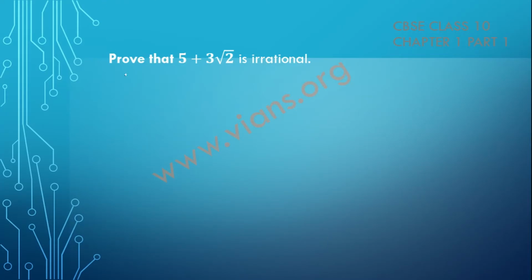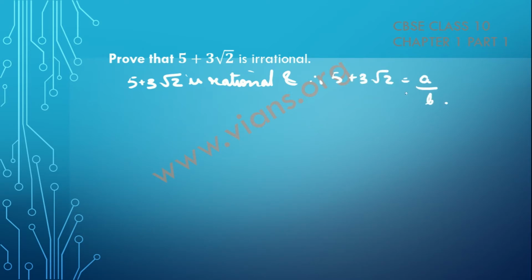Alright, so again we go through the same steps. We first assume, by contradiction, that 5 plus 3 root 2 is rational, and therefore 5 plus 3 root 2 is equal to a by b. This means that root 2 should be equal to a by b minus 5, because I'll take the 5 over here, and this 3 will come in the denominator. So 1 by 3 into a by b minus 5.